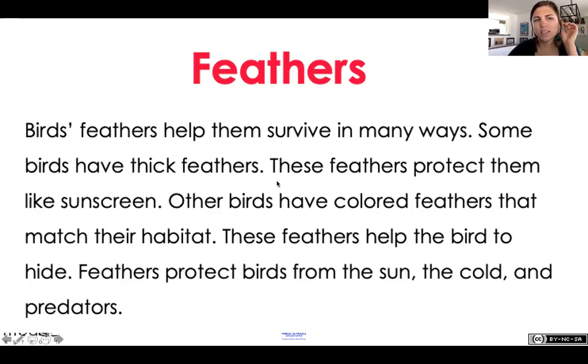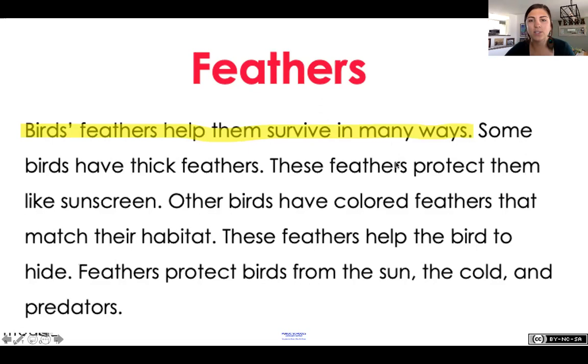Let's identify what is the topic sentence. Is the topic sentence going to come at the top or the bottom of the paragraph? It's going to come at the top. So let's take a look at our topic sentence. Birds' feathers help them survive in many ways. So what do you think this whole paragraph is going to be about? Probably how feathers help who? Them. Who are them? The birds. Feathers help the birds survive. In how many ways? In many ways. So this paragraph is going to tell us in a few different ways how feathers on a bird, feathers like a peacock's feathers, help them survive, right?